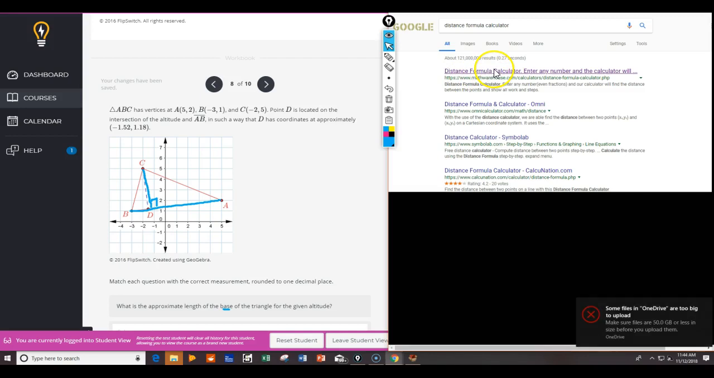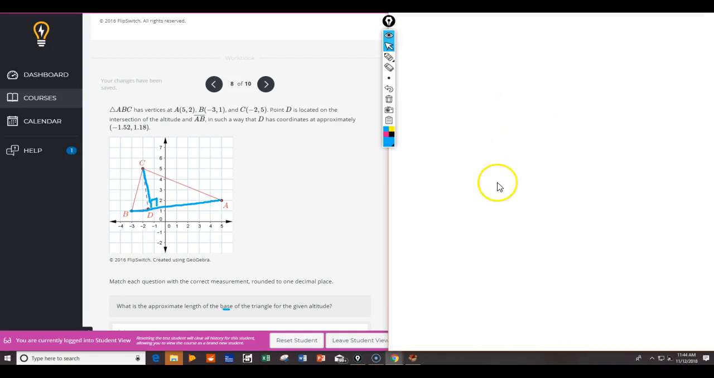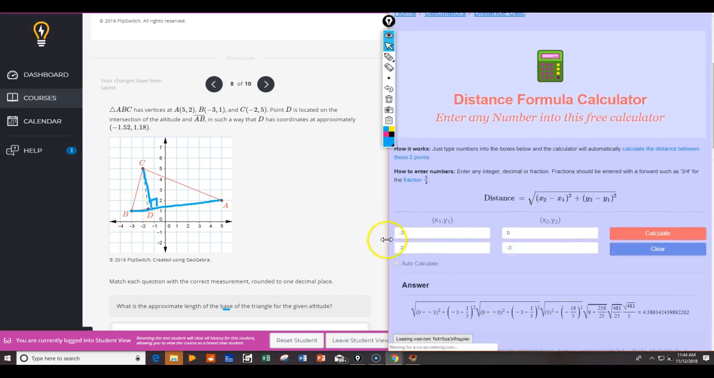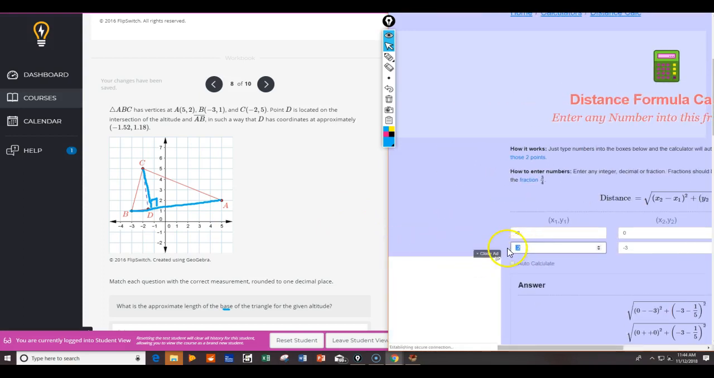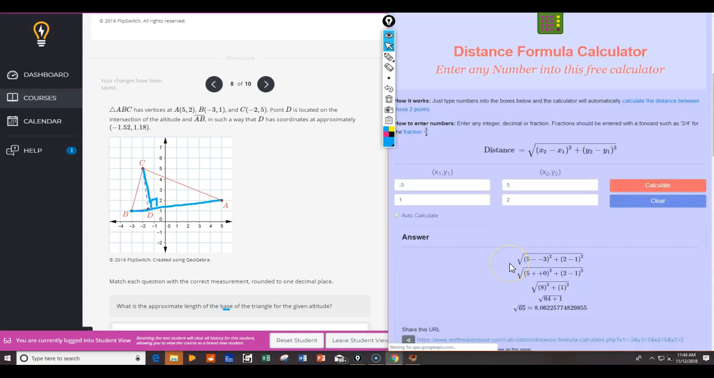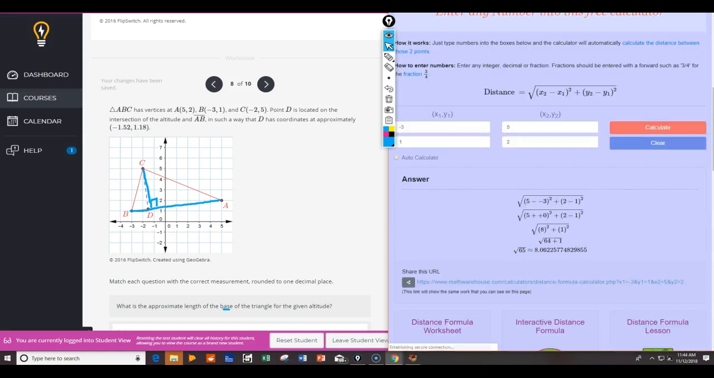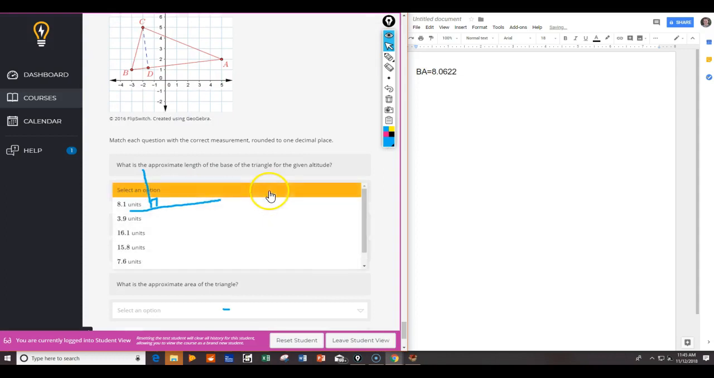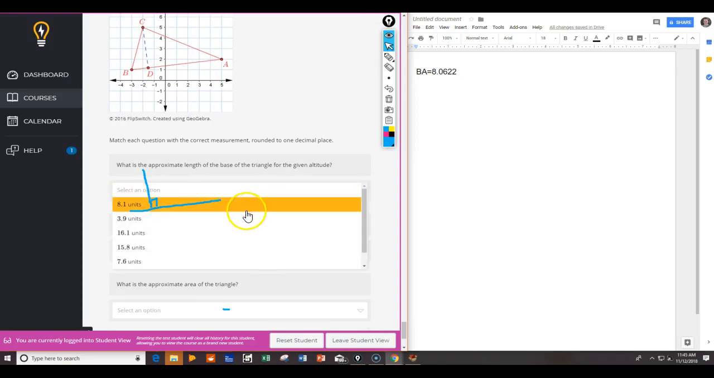Math Warehouse has a distance formula, and so I'm going to type in the coordinates for points B and A and find it. So point B is at (-3, 1), and point A is at (5, 2). You could have also entered them the opposite. It will work out to be the same. It's 8.0622. So BA is equal to 8.0622. So rounded to 1 decimal place, this would be 8.1 units.